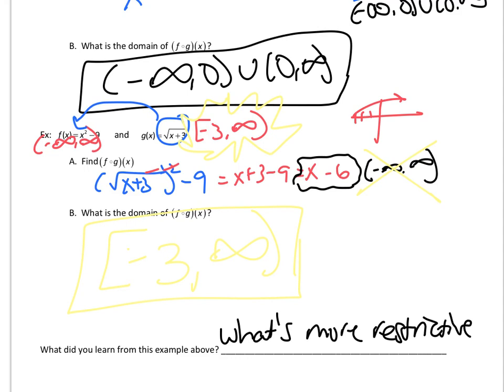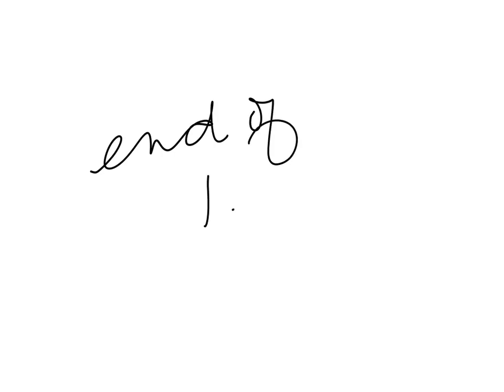Okay, so you're going to take what's more restrictive of the composition or the g of x. The f of x won't matter. It's only the g of x. It's only this part right here that matters. So this is the end of 1.6.